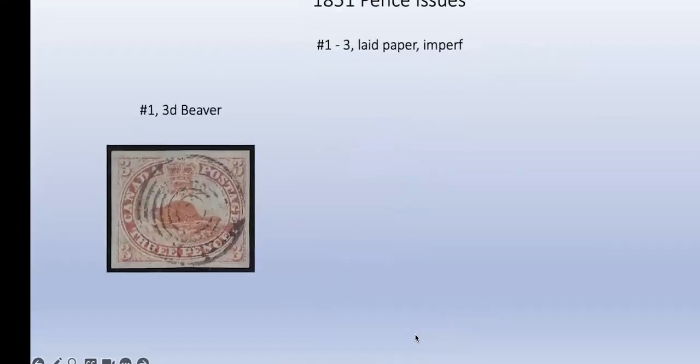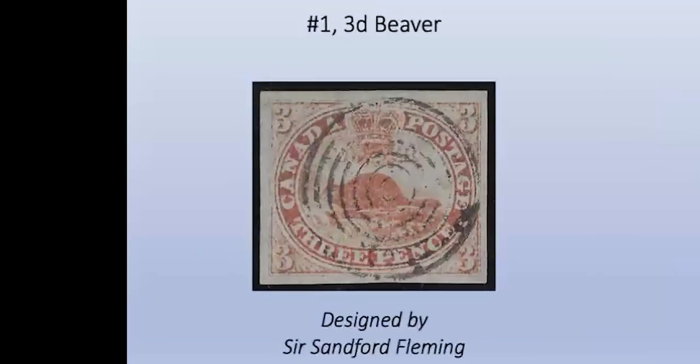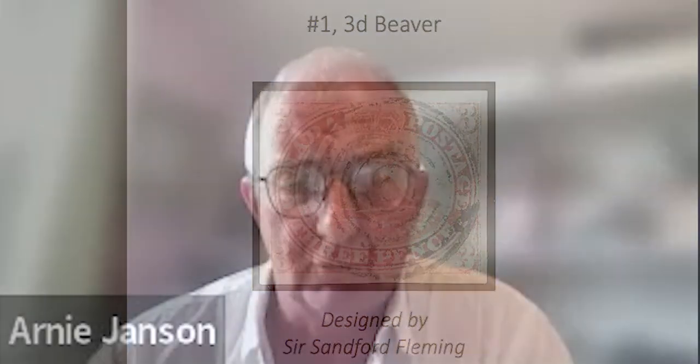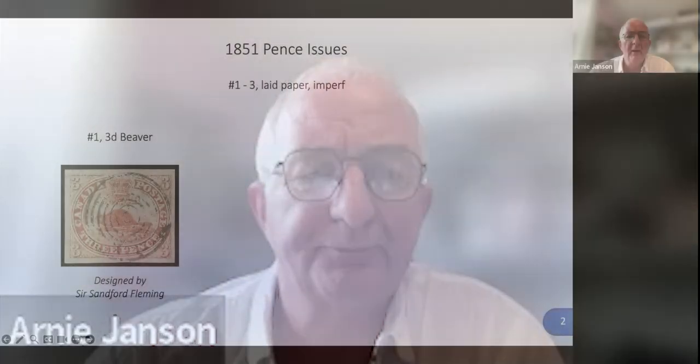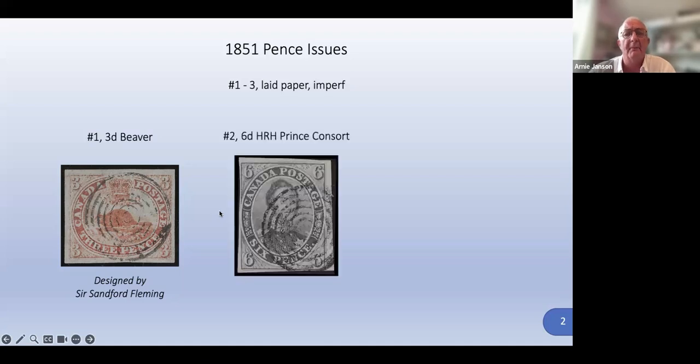Numbers 1 to 3 was the initial issue from 1851. We had the three-penny beaver, designed by Sir Sanford Fleming. Sir Sanford Fleming is probably more famous for being critical or instrumental in the development of standard time and time zones around the world. And our beaver, he also was instrumental in developing the railway system across Canada that linked Eastern Canada with Western Canada.